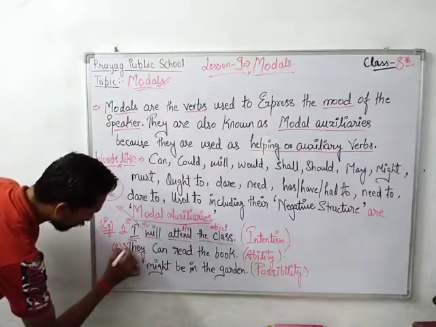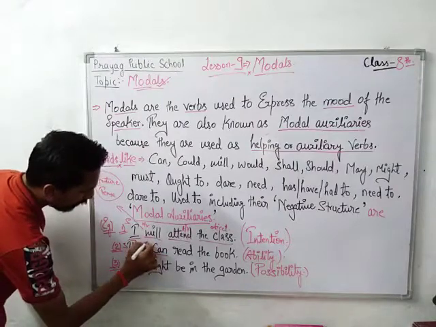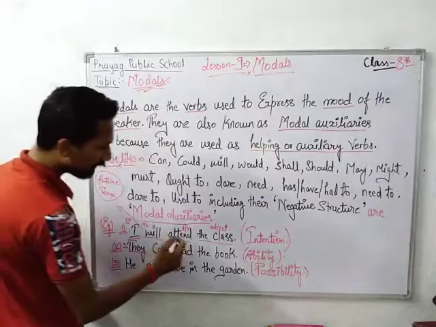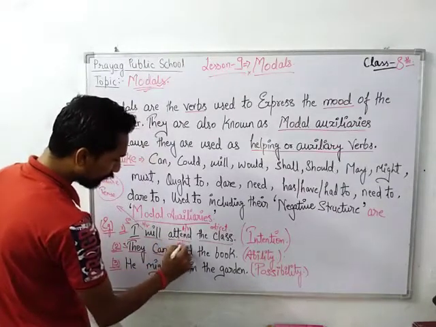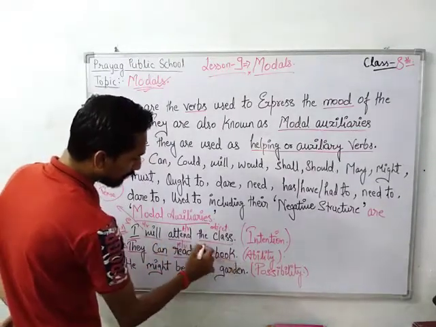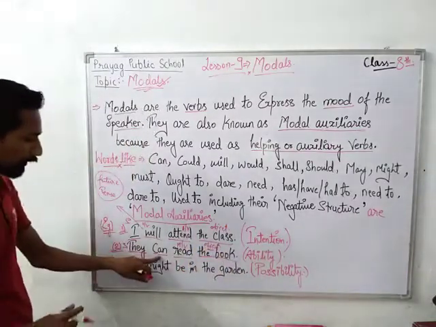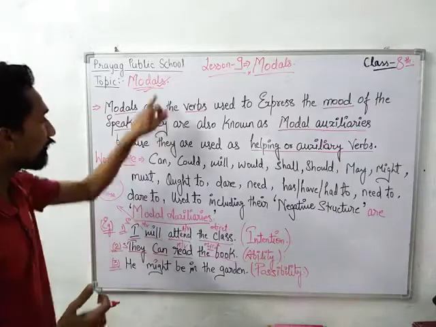Simple, right? Second, they can read the book. So what is they? It is the subject. Can. That means again what is it? It is modal. Can is acting as a modal. We will see how. Read is an action word, right? The book is an object, right? So how is it acting? How can we say that this can is acting as a modal?